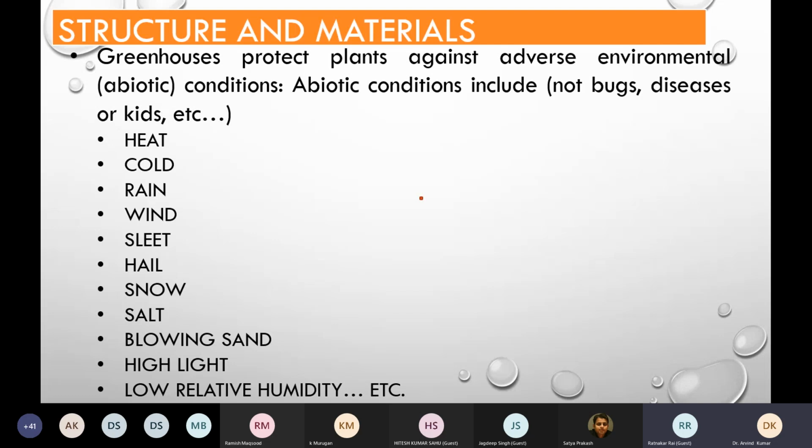Hold on, something is messing up with my computer. Okay, so let's start with heat. Now that's the predominant factor, that in India we have plenty of heat. And remember, plants as such, they just need a small fraction of light.